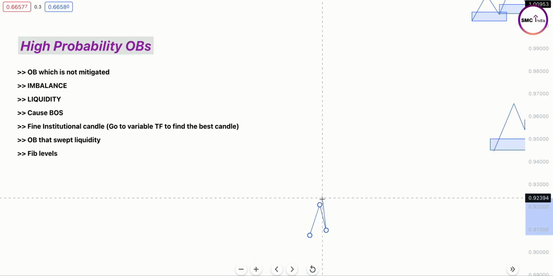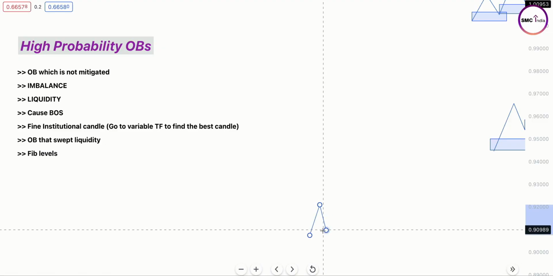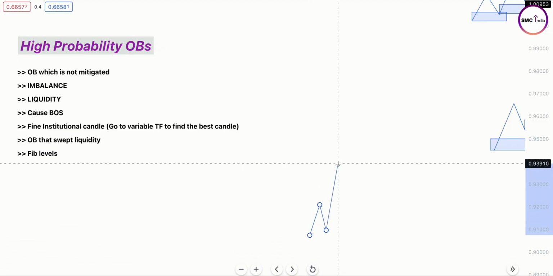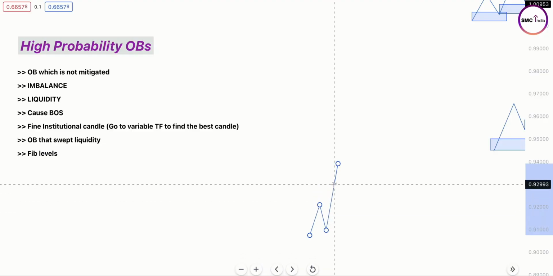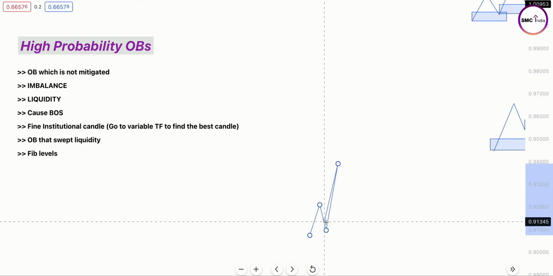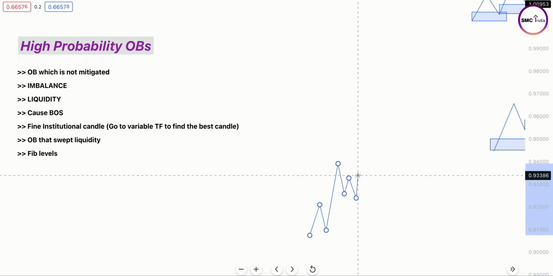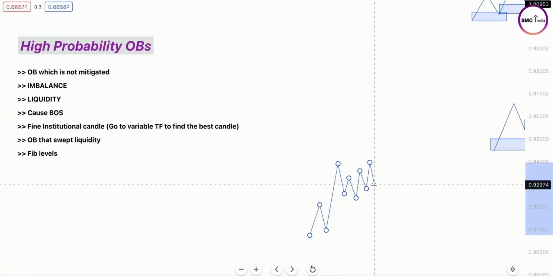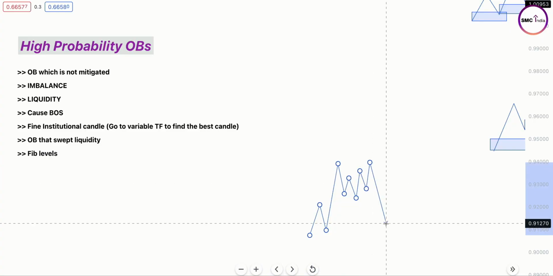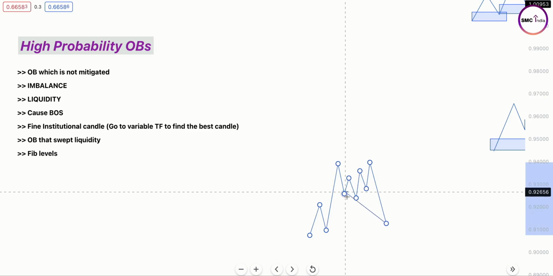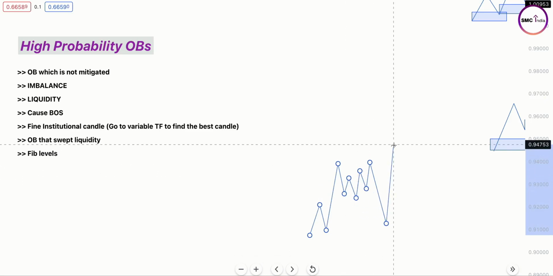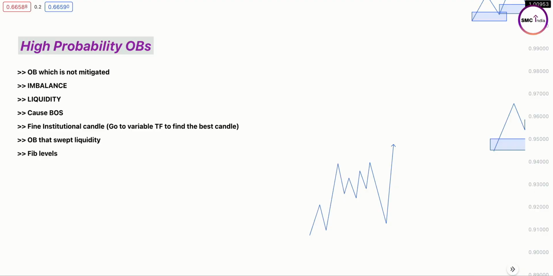The price moves up, comes back to tap this unmitigated order block here, then shoots up again, creating a huge amount of imbalance. But before coming to tap this order block down here, the price is creating liquidity. What happens next is that it taps this order block down here, grabs all the liquidity up here, and then shoots up again.